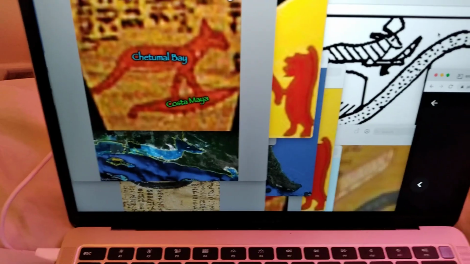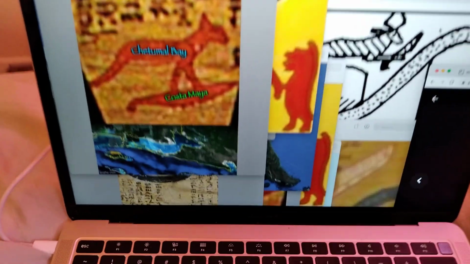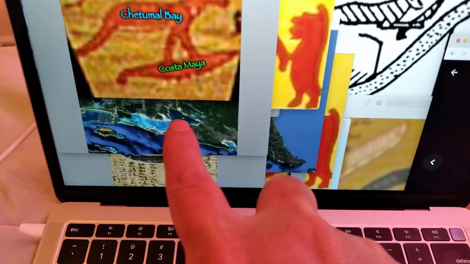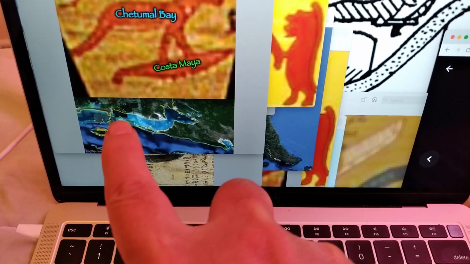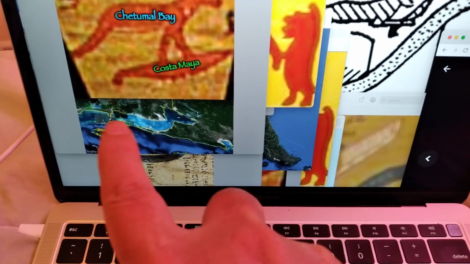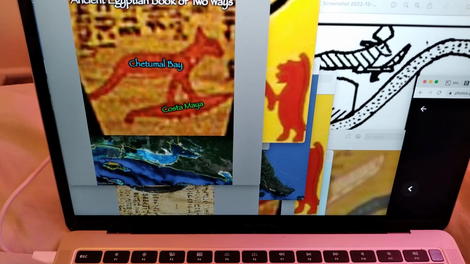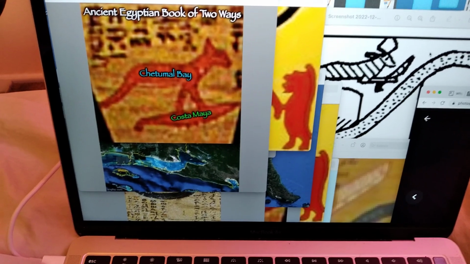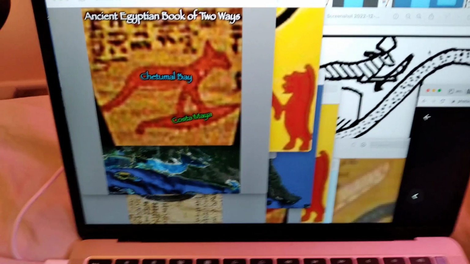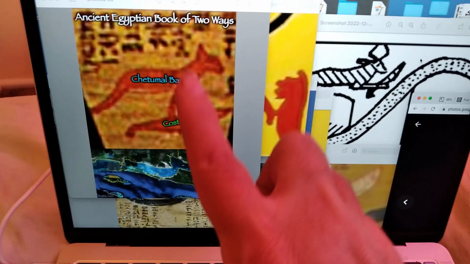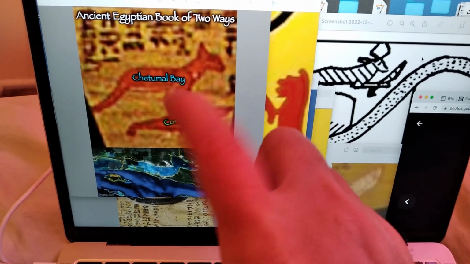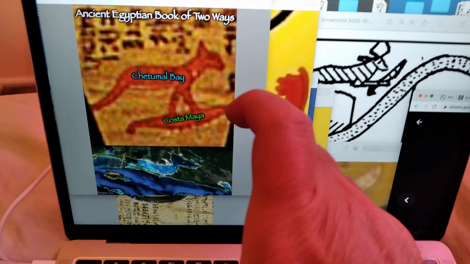Anyway, I already showed this, but this is just a different version of it, because I like this image. It really outlines the coast and shows the eye and the nostrils and the ears and the tail really well. So yeah, Chetumal Bay, Costa Maya. I've realized that this is a pattern in these gatekeepers, that part of the gatekeeper will be zoomed in and part of it will be panned out.